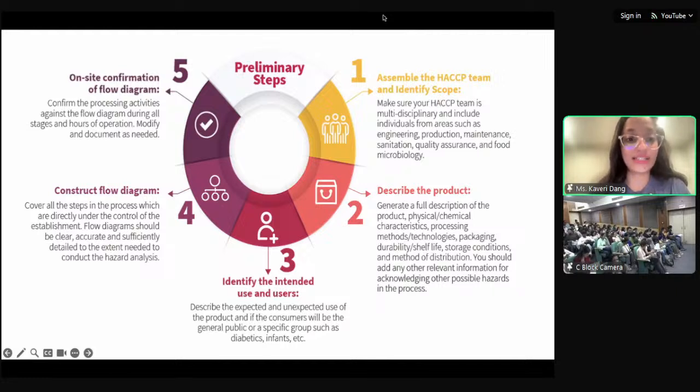Second would be describe the product. In the first, as you can see, the assembling, I would explain one by one all of these steps in my upcoming slides, but I'm just giving a basic idea of these steps on this particular slide.